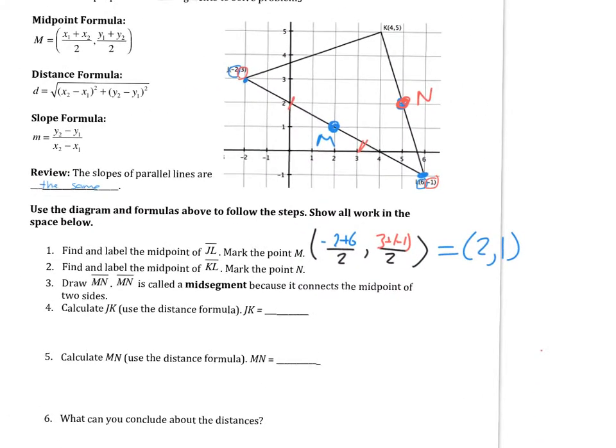Okay, next, step 3 says that we're going to draw MN. And this right here is called a mid-segment. What makes it a mid-segment is because it connects two midpoints.